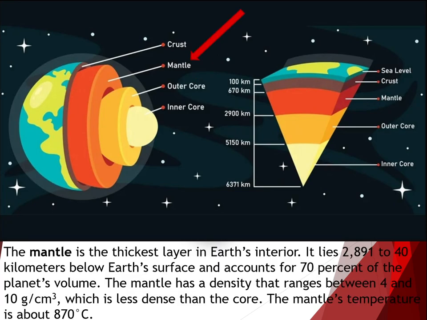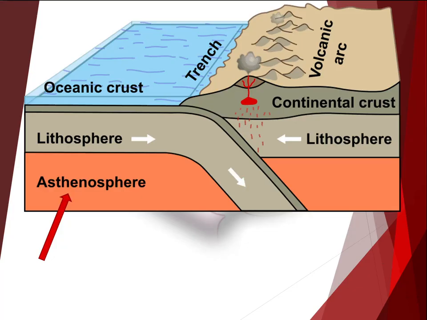The mantle is the thickest layer of Earth's interior. It lies 2,891 to 40 kilometers below Earth's surface and accounts for 70% of Earth's volume. The mantle is composed primarily of aluminum, iron, magnesium, and silica. The mantle has a density that ranges somewhere between 4 and 10 grams per cubic centimeter, which is less dense than the core. The mantle's temperature averages around 870 degrees Celsius.